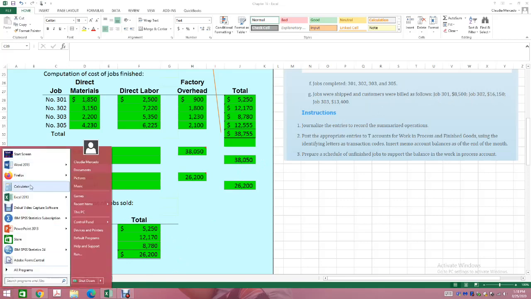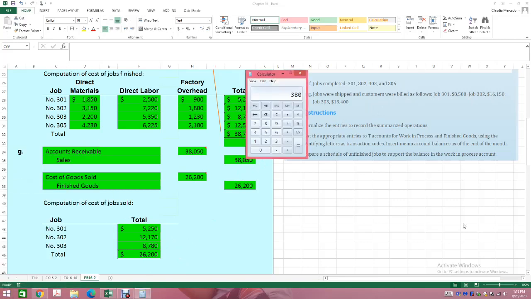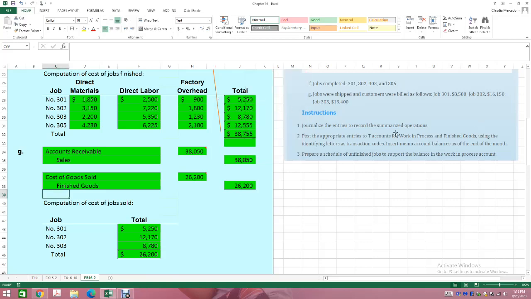So how much did we make? We sold them for $38,050. It cost us $26,200 to make. So we made $11,850. It's pretty good. So that is requirement 1: journalize the entries to record the summarized operations.